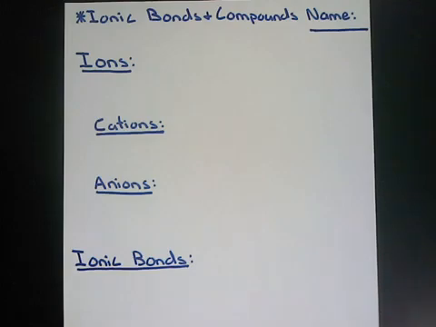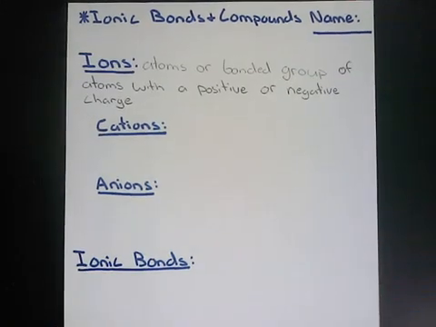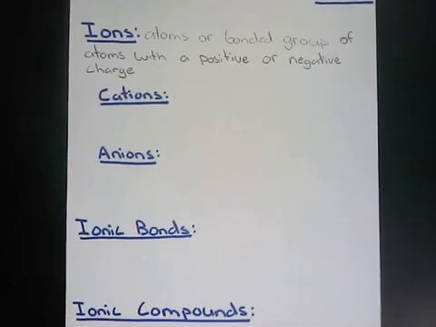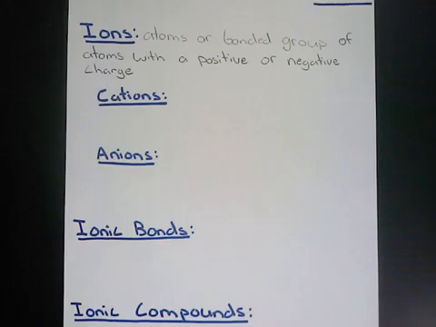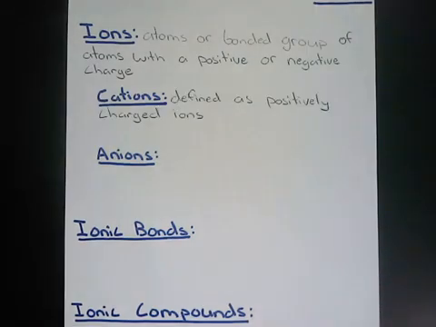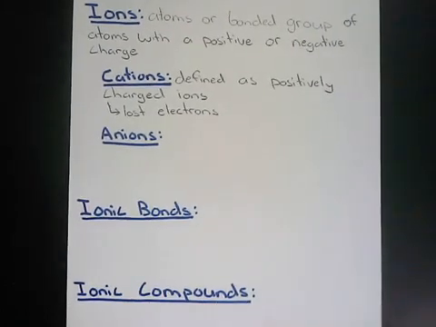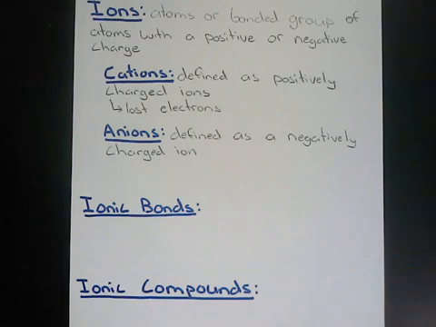So let's first start out here with what is an ion. An ion is defined as atoms or a bonded group of atoms with a positive or negative charge. There are two different kinds of ions that we need to be aware of. One is a cation, defined as a positively charged ion. These have a positive charge because they lost electrons, or gave away electrons. The other type is an anion, defined as a negatively charged ion, and they became negatively charged because they gained an electron or electrons.